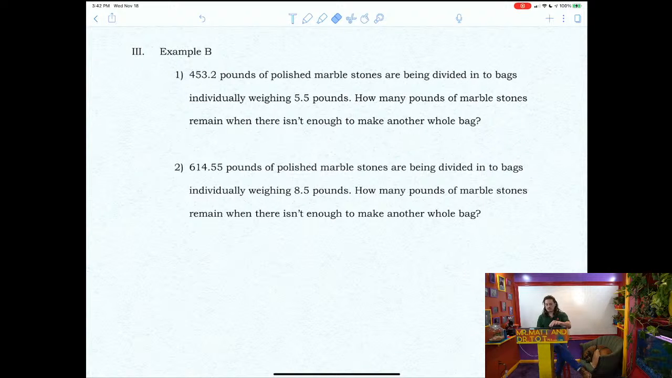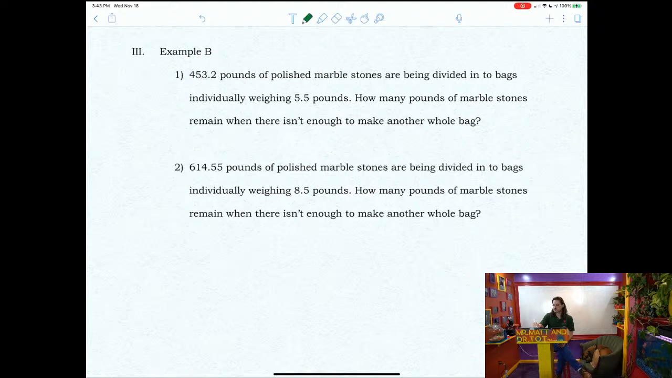Okay, let's look at 1 and 2, and thank you very much, Joshua, for your question. You are exactly right. So what we're going to do is take the total amount of pounds of whatever it is, in this case marble stones, and divide it by the individual weight of each of the bags it's being divided into, and then think of the decimal remainder of that quotient as a percentage progress into the next 5.5 pound bag of marbles.